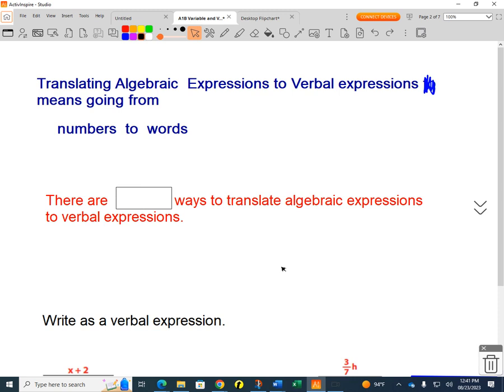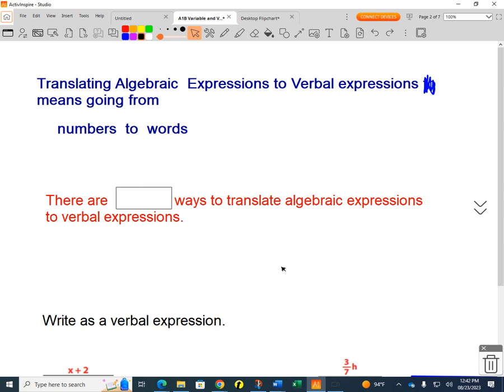That's x plus 2, right? Or 2 added to x, or x increased by 2, or 2 more than x, or can you think of any other ways? There's a bunch of ways. If I have the algebraic expression, there's a lot of right answers to give a verbal expression. A lot of ways to translate the math to words. But there's only one way to translate from words to math.